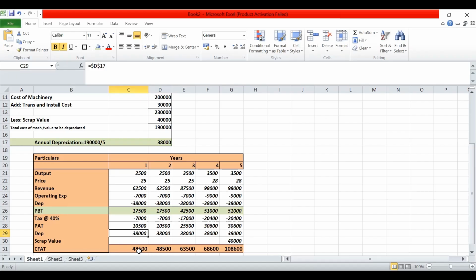So CFAT will be calculated as this. For the first 4 years, it will be profit after tax plus depreciation. And for the fifth year, it will be profit after tax plus depreciation plus scrap value. Even if there was some information in the question regarding working capital release, that should also be added back in the terminal year, or we can say in this question, the fifth year. But this is what we have in this question. So this is how we have calculated the CFATs based on the given information.